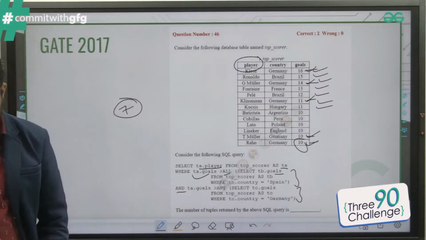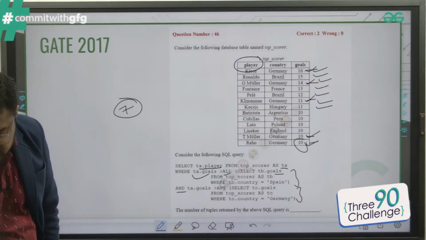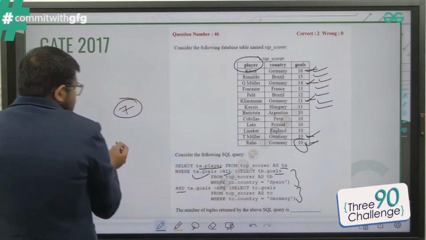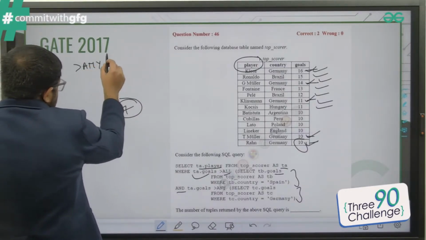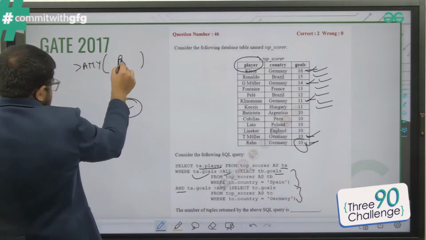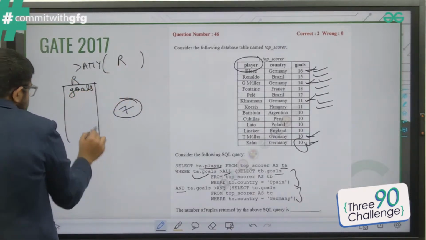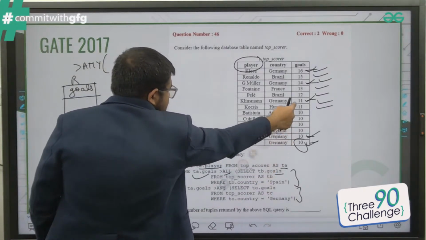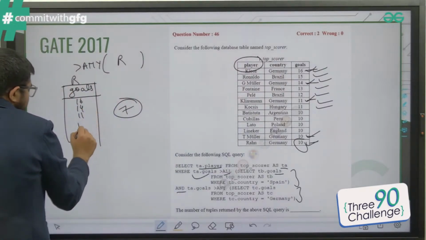Clear? Goals in range of 16 to 10? No. See, this subquery will return what? It will return greater than any of the values from this table. Now this table R contains what? It contains the goals value. And what will be the values? The players who are from Germany. So it is 10, 10, 11, 14 and 16. So 16, 14, 11, 10 and 10.